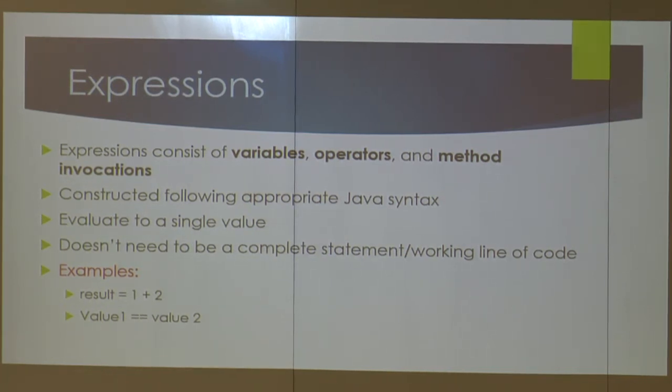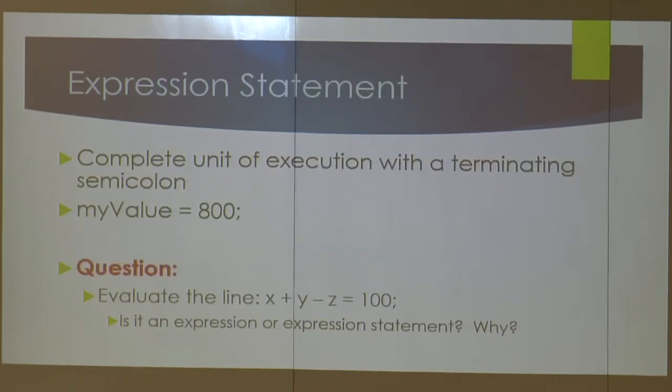You couldn't just write these in your code because, for instance, the first one would need a semicolon after it, and the second one would probably go in some parentheses for an if statement or a loop or something like that. But an expression isn't a working line of code. It's just a piece containing those bolded elements above. So an expression statement is then what actually makes an expression a working line of code. So something like myValue equals 800, semicolon.